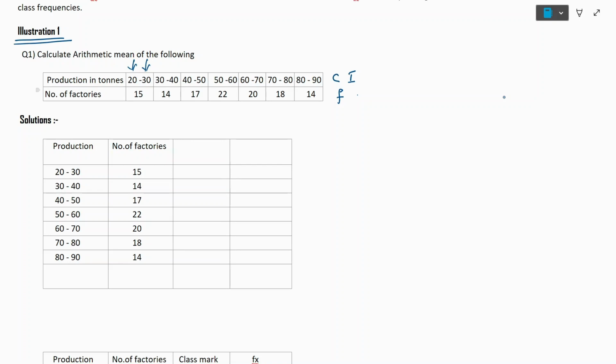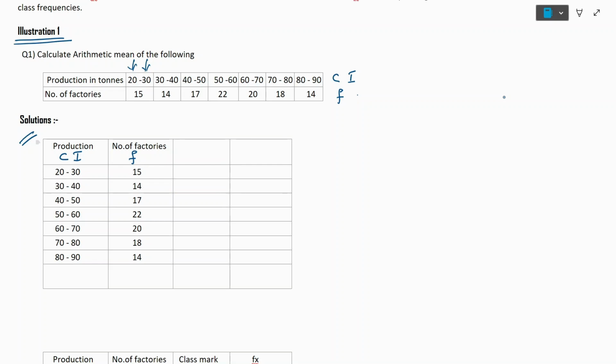Now, how do you solve this one? As the first step, make the table with 4 columns. How many columns? 4 columns. What are the first two? The first column is your class interval, that is the production in tons. The second column is your F. Therefore, these two are clear. The first column, your class interval, is in your question, and the next column, F, is also in your question.